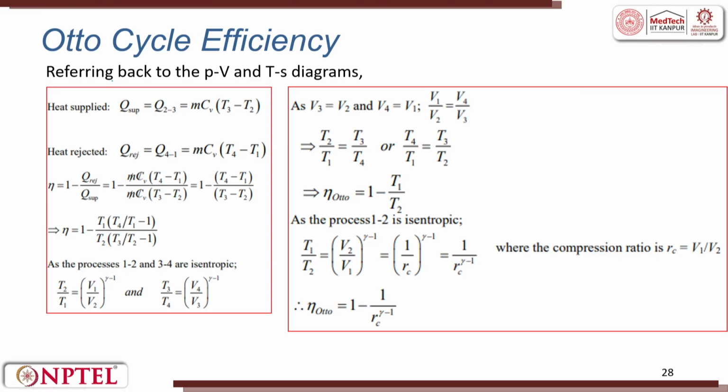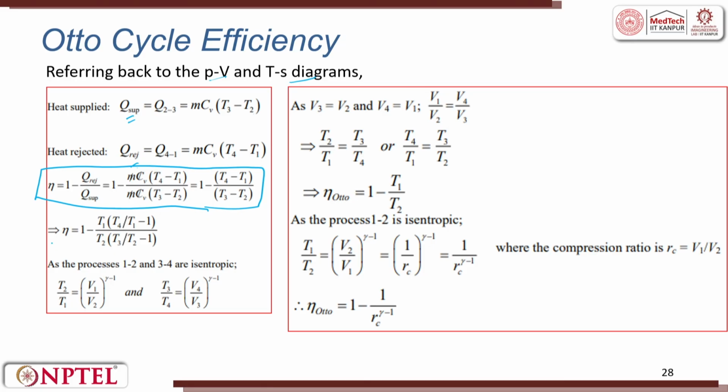So, when we refer back to the PV and TS diagram, heat supplied, Q supplied, from 2 to 3 is m Cv (T3 minus T2). Then heat rejection is Q41, which is m Cv (T4 minus T1). The efficiency is calculated as 1 minus heat rejected by heat supplied, so 1 minus m Cv (T4 minus T1) divided by m Cv (T3 minus T2). So it is nothing but, this is very important, 1 minus (T4 minus T1) divided by (T3 minus T2).